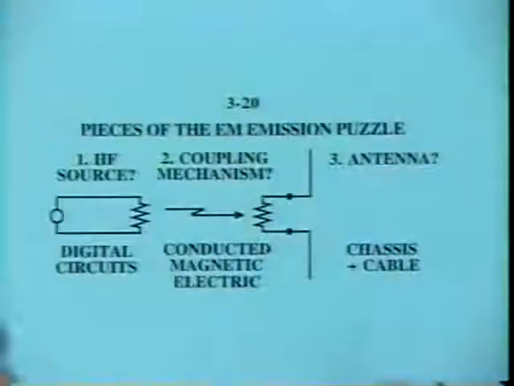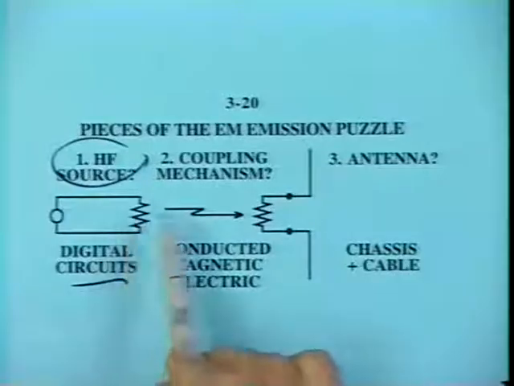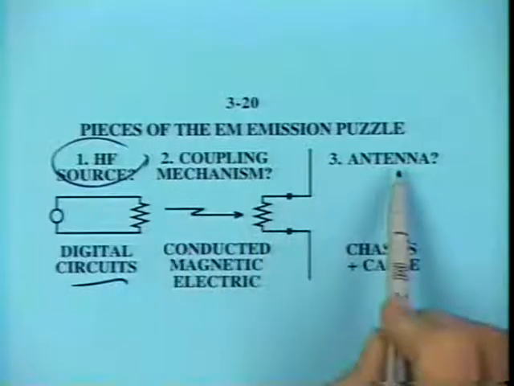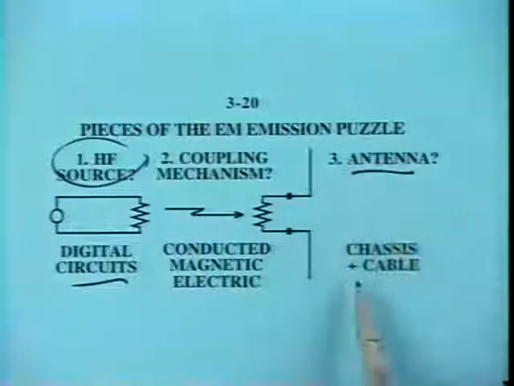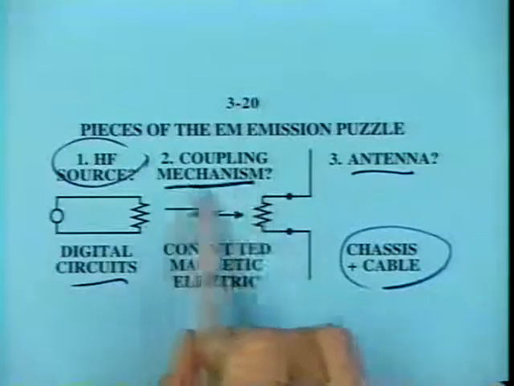So now, kind of reviewing here, what does it take to have an electromagnetic wave emissions problem? We need an RF generator. Digital circuits would be a good example. You need to have that RF energy coupled somehow to an antenna. Now the antenna is going to be any external metal objects, like cables and metal chassis and so forth. But here's another big part of the problem, the coupling mechanism.